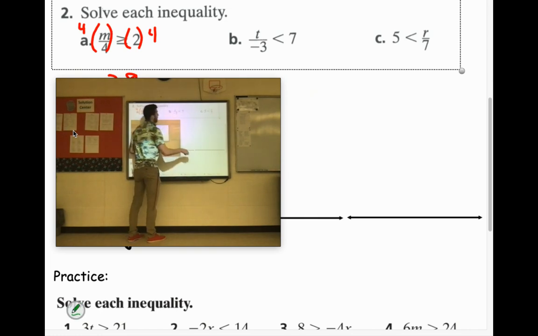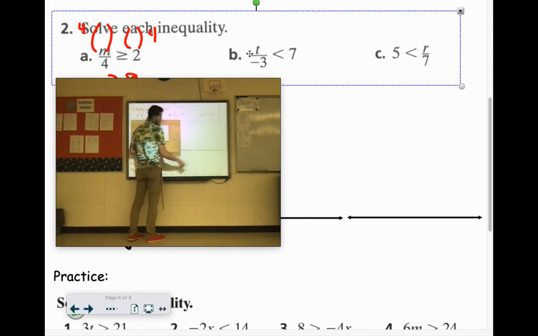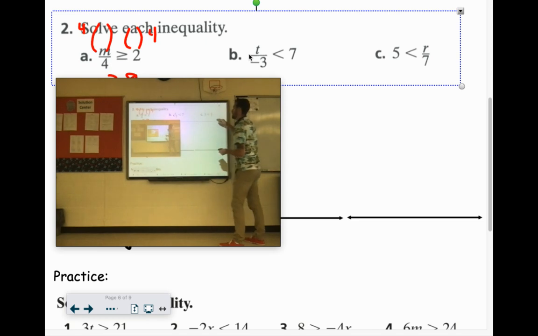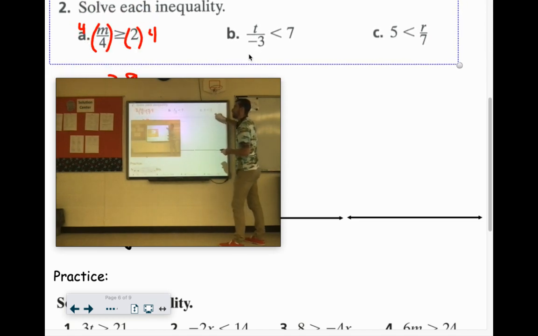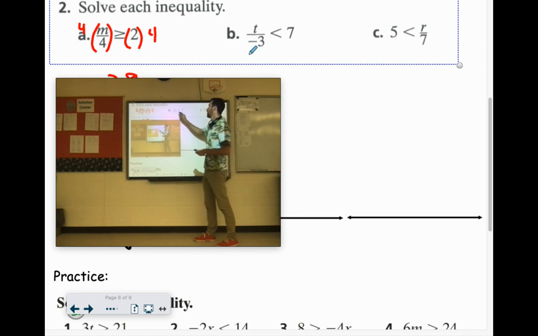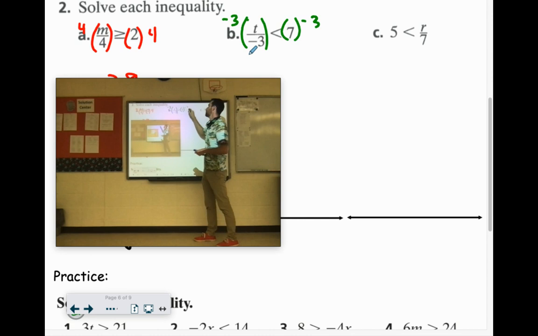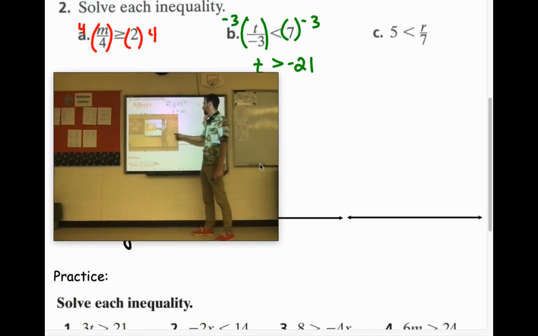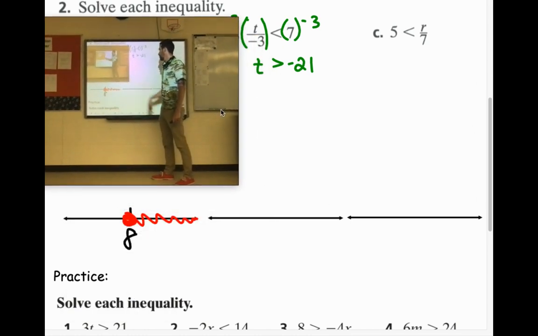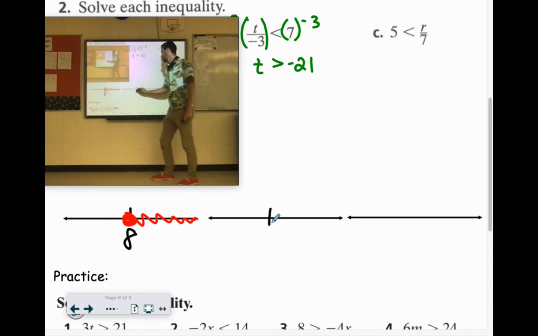t over negative 3, so we will have to multiply. We have to multiply by negative 3. We're multiplying both sides by a negative, so we better flip that inequality. 7 times negative 3 is negative 21. Greater than is an open dot. Shade to the right.